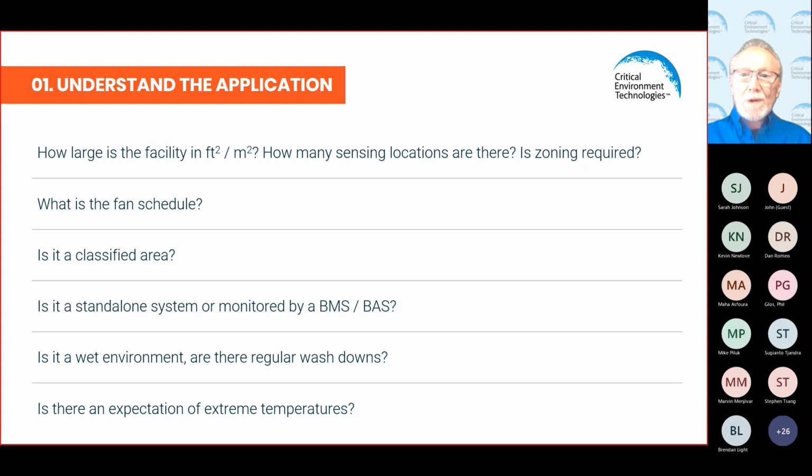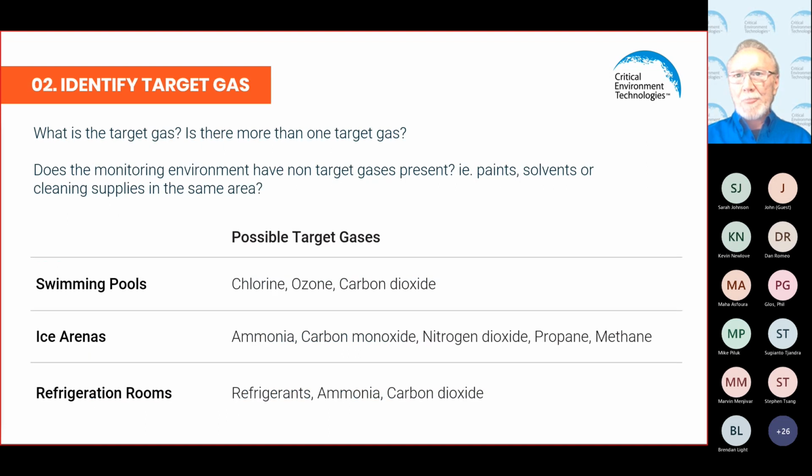such that it's not going to fall victim to any direct sprays or anything of that nature. Or is there any expectation of extreme temperature swings? Knowing that up front allows the proper equipment to be deployed. Equipment that can withstand large fluctuations of extreme temperatures.